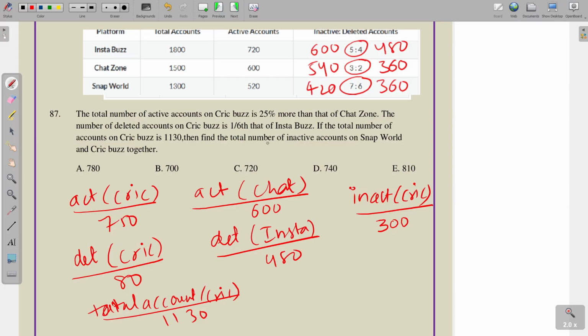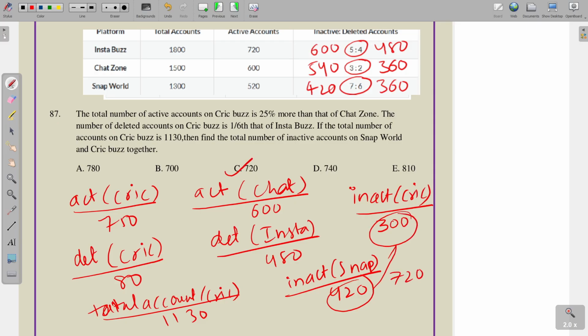Find the total number of inactive accounts of Snap World and CRBCC together. In that Snap World, inactive accounts are 420. These two sum, how much is it? 720 is our answer for this question.